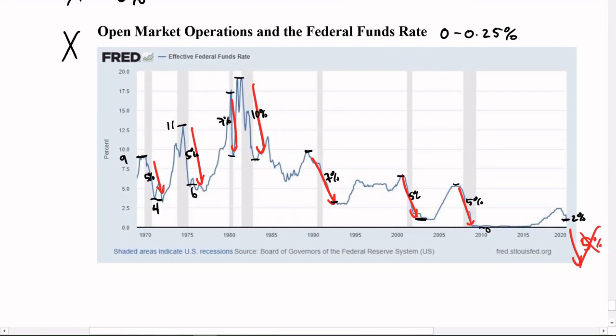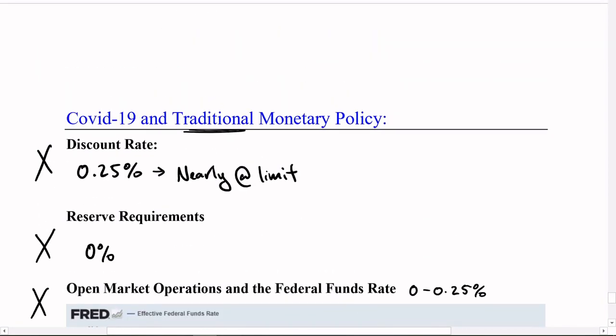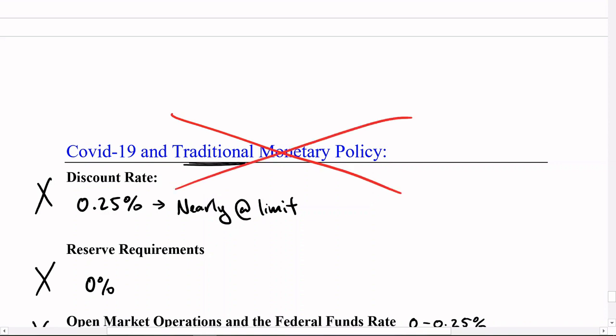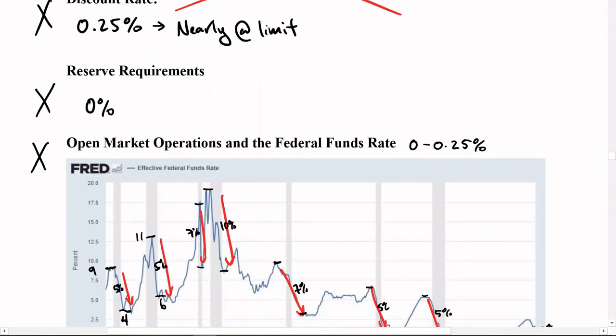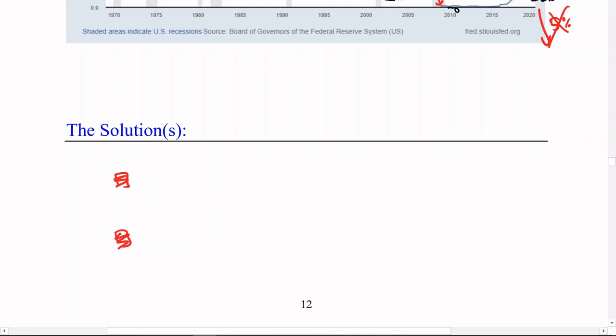And already, even at the very beginning of the fallout from all of this, we're already at the 0% mark, and we're only a little over a month, maybe a couple months into the fallout here from coronavirus. So we don't have 5% to go. And what does that mean? That means traditional monetary policy is not going to work to help bring us out of this recession, as it has helped us for the last 50 years. So instead, what are the solutions?